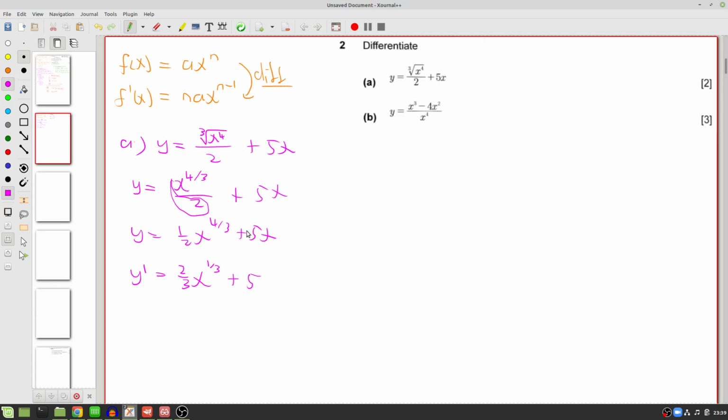If we have a straight line like this, 5x, and we differentiate that, we just have the constant left. Okay, and that is done. Right? That is the derivative of the first part. Let's look at question B.